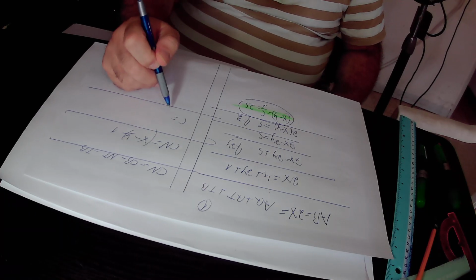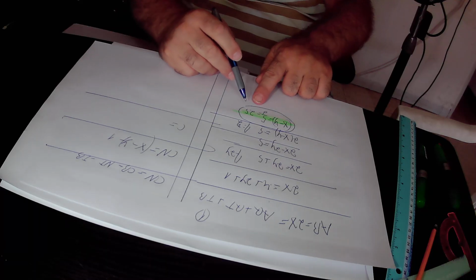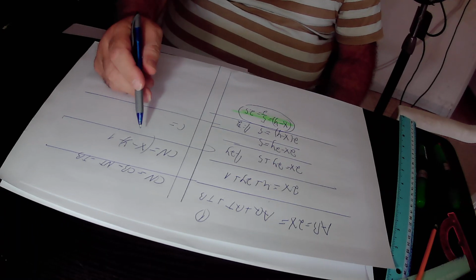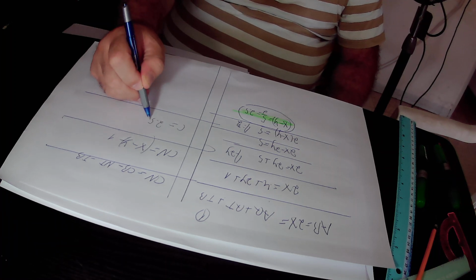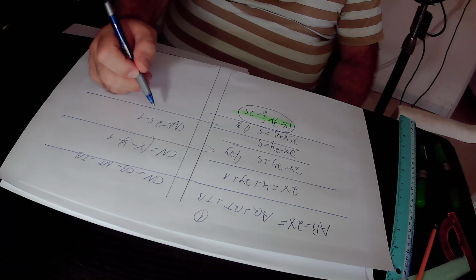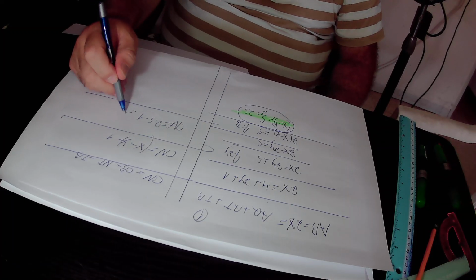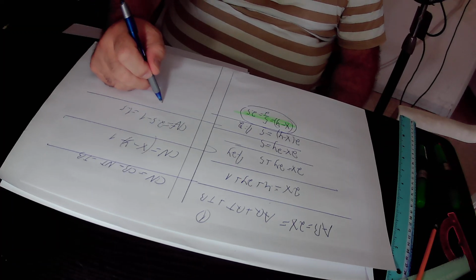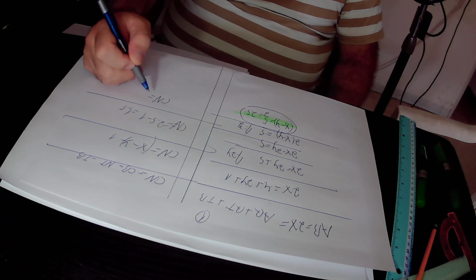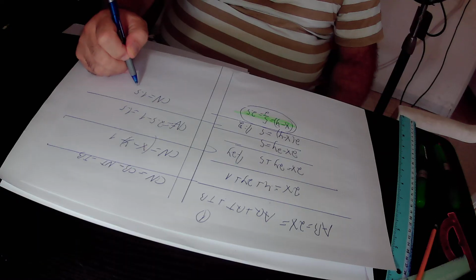So CN equals X minus Y minus 1. X minus Y equals 2.5. Therefore, we substitute X minus Y here by 2.5 minus 1. So in total, CN equals 2.5 minus 1, that is 1.5. So we should find out that the length of the short line CN is equal to 1.5 units.